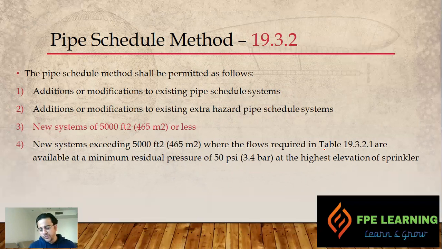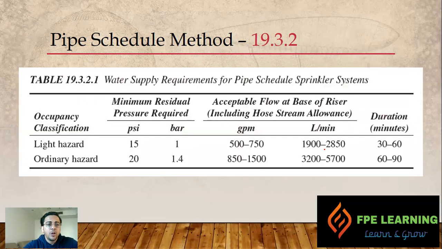And point number 4 talks about if you are increasing beyond 5,000 square feet. In that case, we have to meet the flow requirement in table 19.3.2.1, and that should be available at a minimum residual pressure, the flowing pressure, of 50 psi at the highest elevation of a sprinkler, right? So here we have table 19.3.2, which says that for light hazard and ordinary hazard, we have two occupancies, light and ordinary. So the minimum required pressure is 15 psi for light and 20 psi for ordinary sprinklers, right?